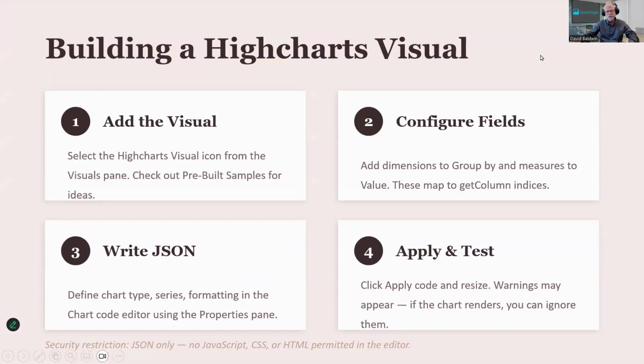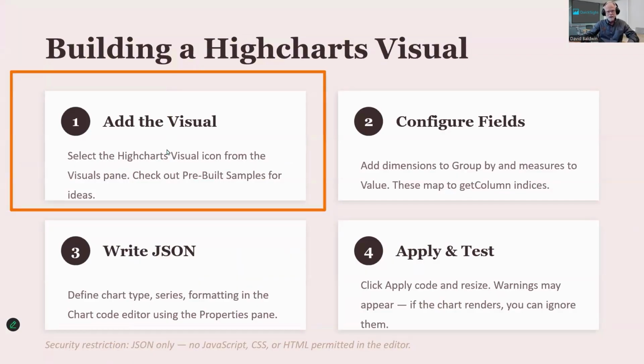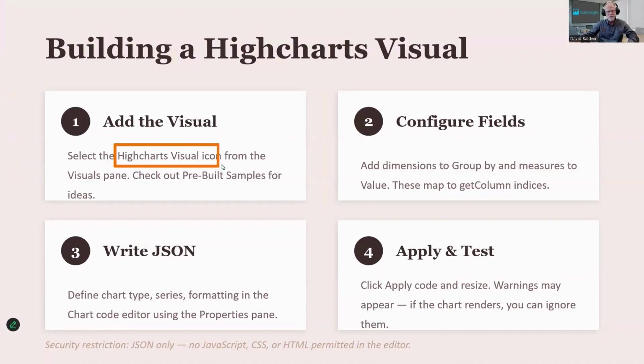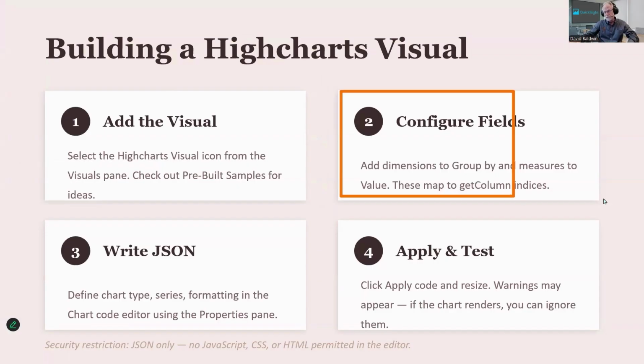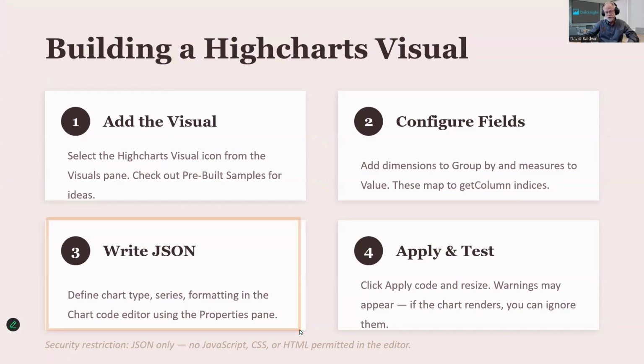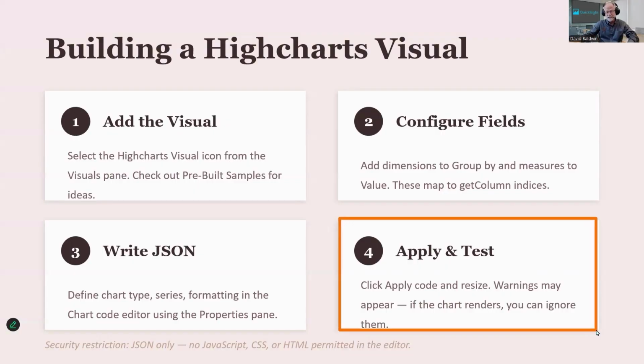To build a Highchart visual, there are 4 basic steps. First, you'll add the visual. You simply select the Highchart visual icon from the Visuals pane, and then you add dimensions to the group by well and measures to the values well. JSON is involved, and you can write your own JSON. Or if you don't know how to write JSON, or how to write JSON configured for Highcharts, you can use AI to help you. Lastly, apply and test.